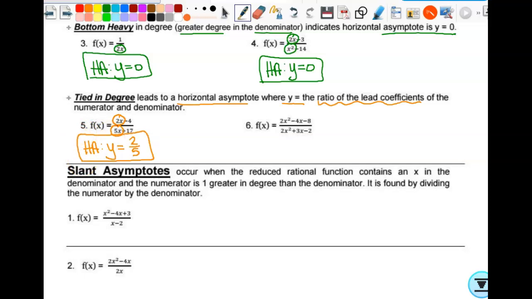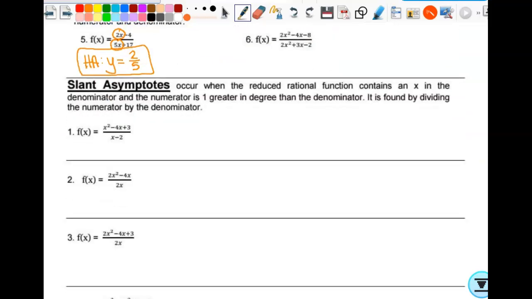And then I look at number 6. Here are my leading terms. I am tied in degree once again, so my horizontal asymptote. And again, these are lines, so it has to be y equals, what would this one be? 1. Yeah. So it's 2 over 2, which is 1, because we wouldn't write 2 over 2. What questions you got? We good?